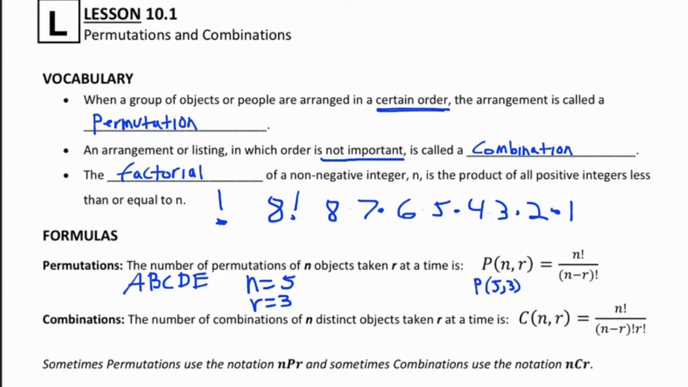Down here it says sometimes permutations use the n with the P in the middle, r, and then n with the C in the middle, r. So like for instance, this P parentheses 5 comma 3 could be written like this. Permutation with 5 on the left and 3 on the right. Or it could also be written as a combination, so C with 5 on the left and 3 on the right. So just so you know, this is the n and this is the r, and this is the n and this is the r. So those are 2 different ways that it can be written.